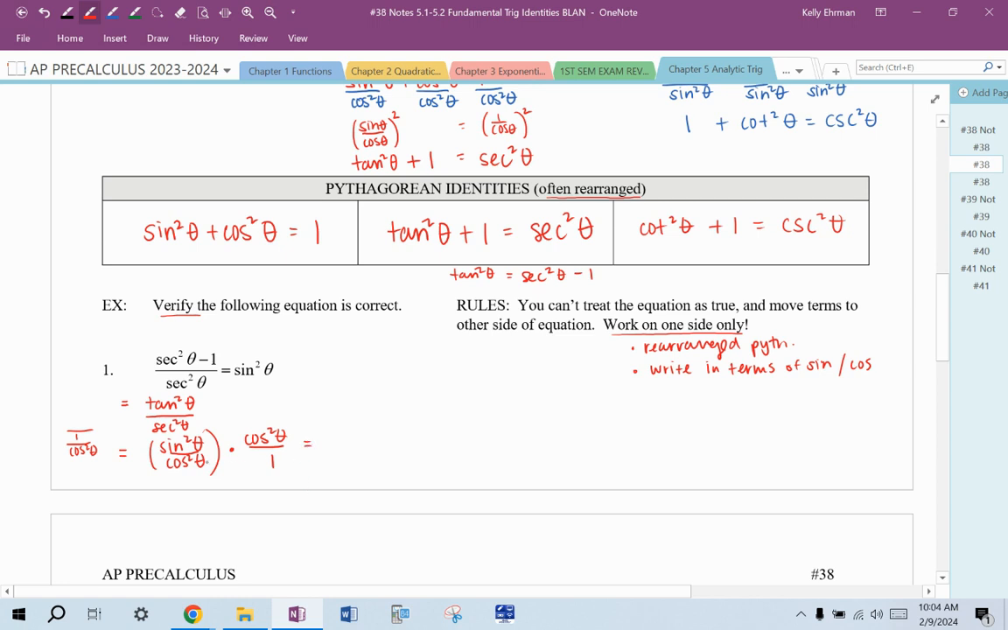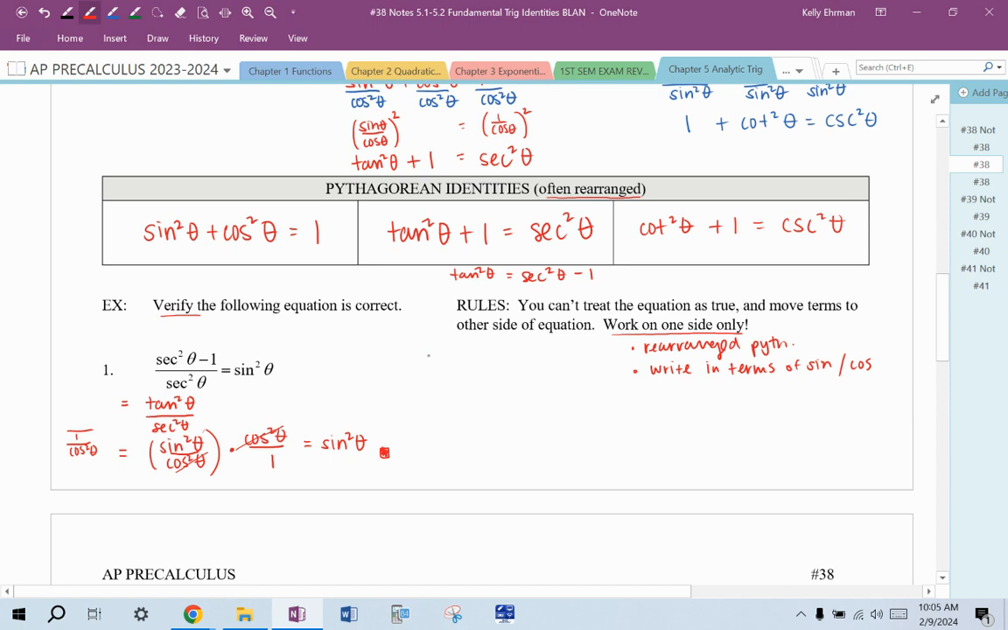All right, now what kind of stuff cancels? We have rational expressions here. Cosine squareds are allowed to cancel because this is multiplication, and you're left with sine squared theta divided by 1, so sine squared theta. As soon as you get the left side of the equation to match the right side, we usually indicate that we're finished with a little box here.